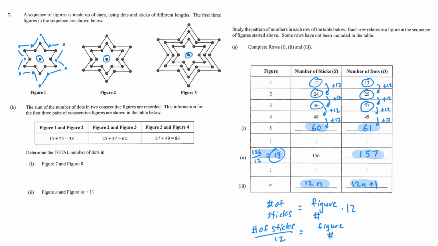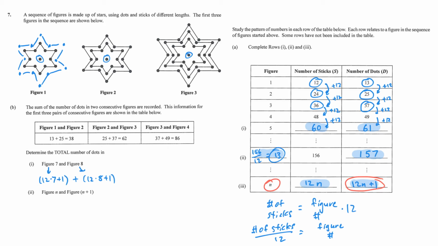In part B of this problem, we want to find the sum of the number of dots in two consecutive figures. In the first part, we want to find the total number of dots in figure 7 and figure 8. Now, what we'll be using here is something from part A. In part A, we determined that for figure n, the number of dots is 12n plus 1. So the number of dots in figure 7 would be 12 times 7 plus 1. The number of dots in figure 8 would be 12 times 8 plus 1. And what we're asked to do is to add these number of dots together to find the total number of dots in these two figures.